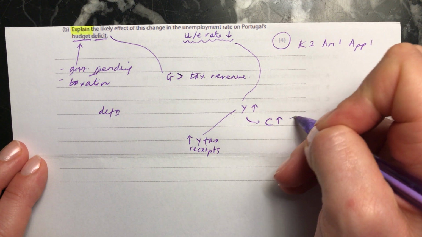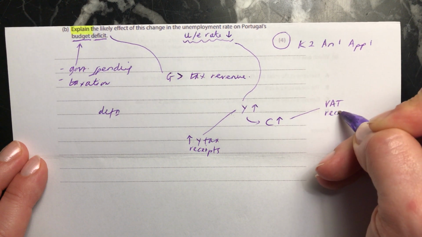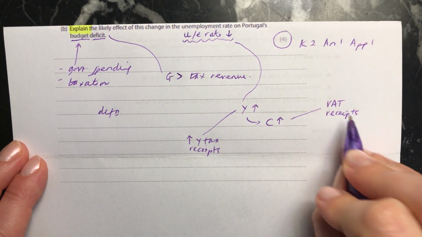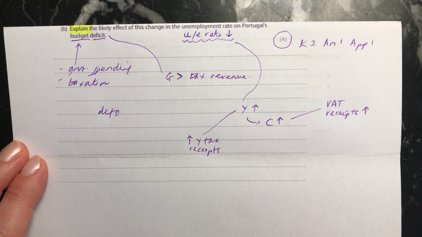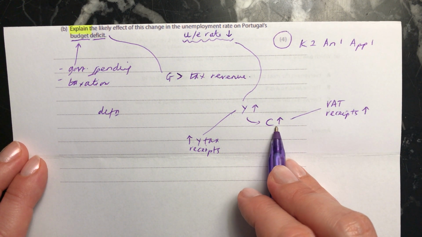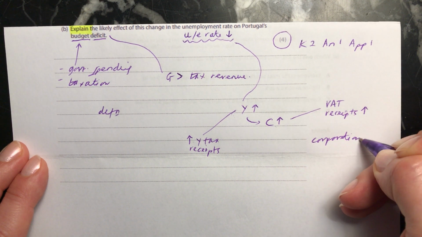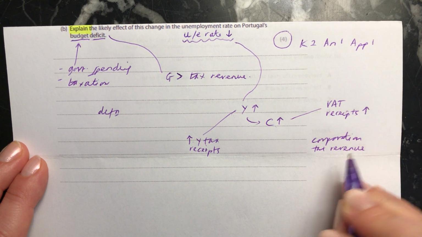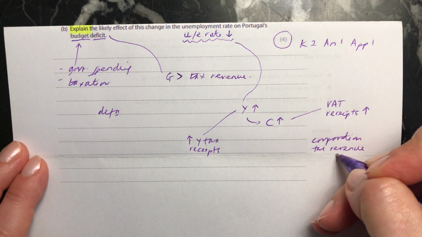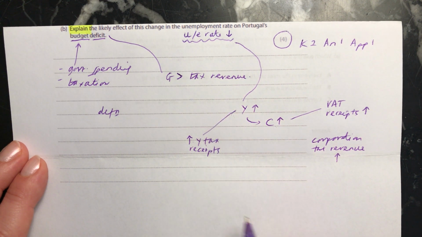And also when people are shopping more, value added tax receipts, money received from value added tax on goods and services, will go up. Also for firms, because people are spending more money, it's likely that corporation tax revenue, because remember that corporation tax is paid on profits, that will go up. All of these things are going to cause tax revenue to go up.